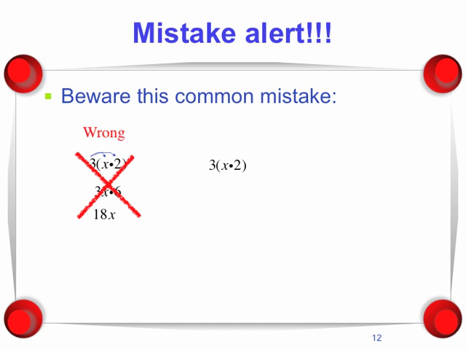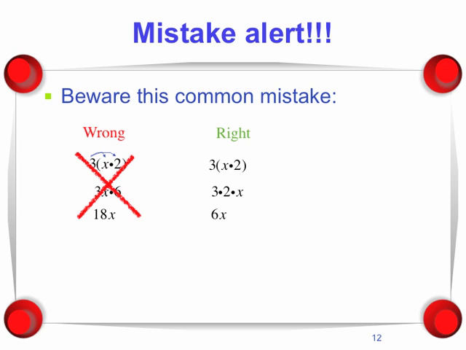The associative property says it doesn't matter which 2 of those 3 numbers we multiply together first. So I could switch the order around using the commutative property. I could multiply the 3 times the 2 first using the associative property. And 3 times 2 is 6, and 6 times x is 6x. So this is the right way to do this multiplication problem.